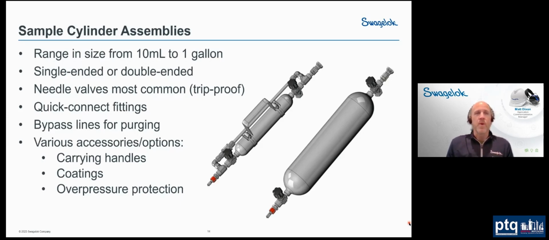And of course, you've got quick connects. You could potentially have bypass tubes, other various accessories, coatings, or overpressure protection, which we'll talk about in a moment. So there's a lot of different things that could go into a sample cylinder, but they're very recognizable. They all look pretty much the same.